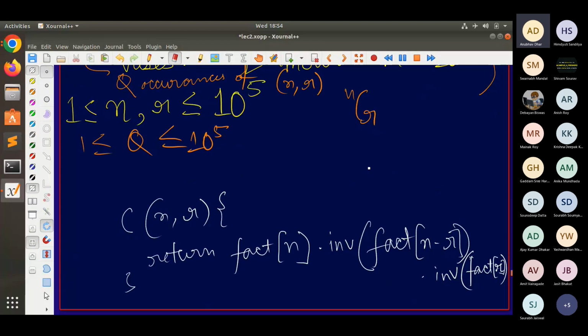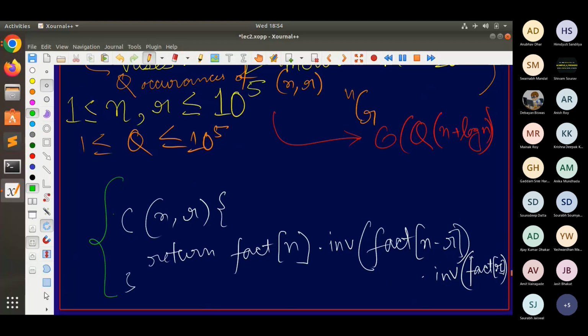Okay, so blindly using this was order q times (n plus log n). But if you pre-compute all the factorials and then use this algorithm, then what is the total time complexity? Order n plus q log mod. Okay, this is quite good, but my claim is that you can do much better.